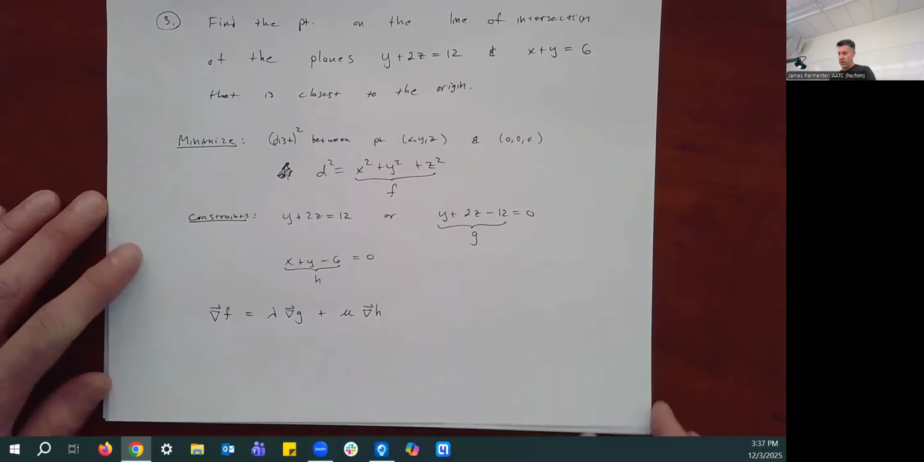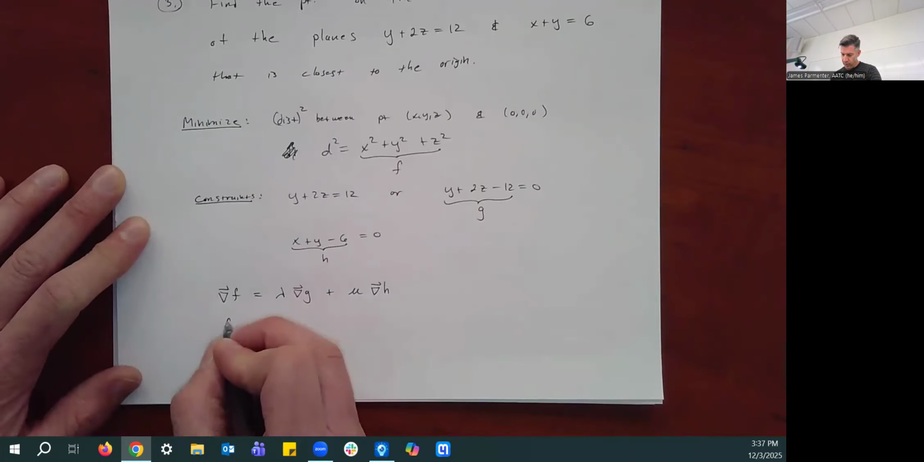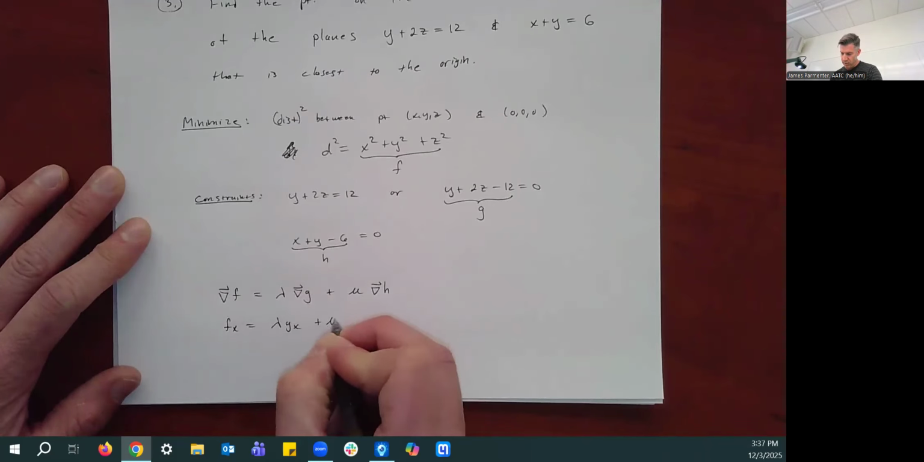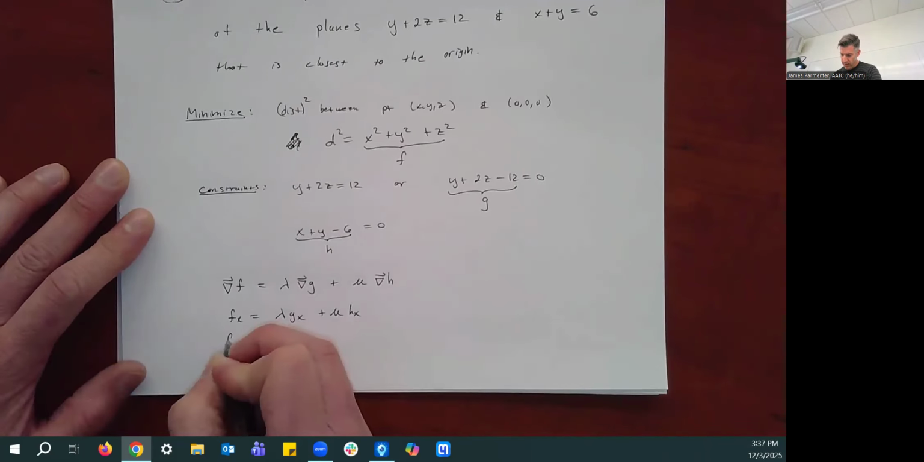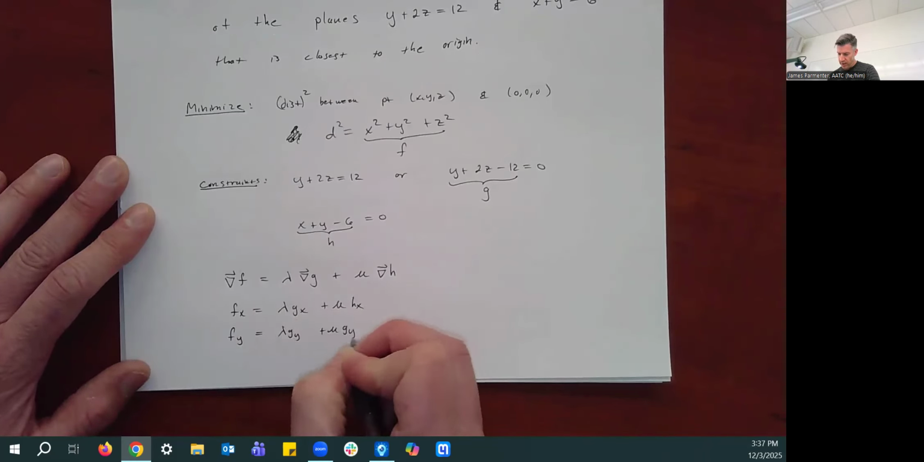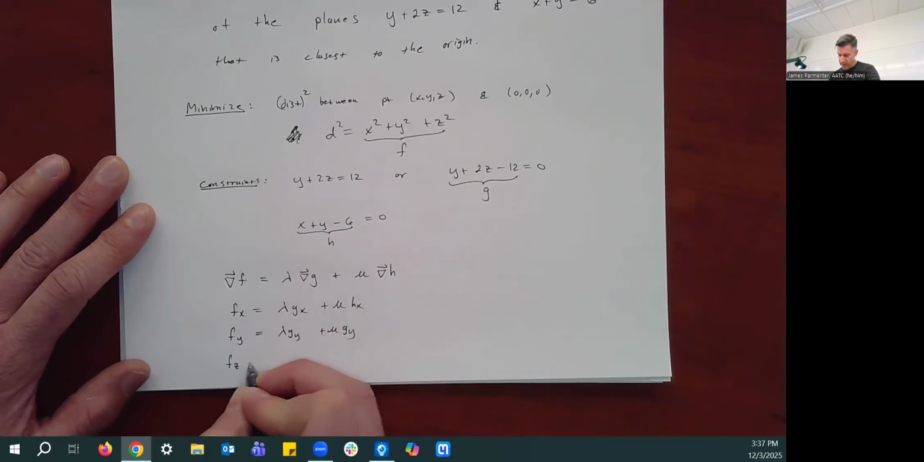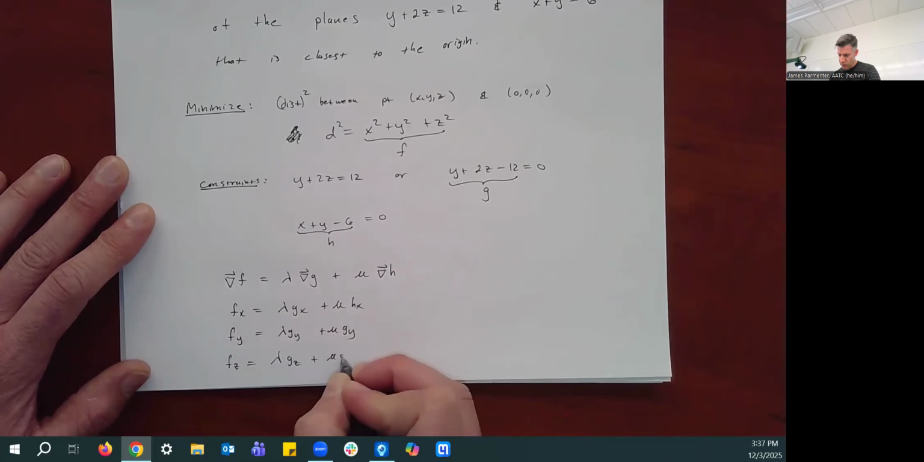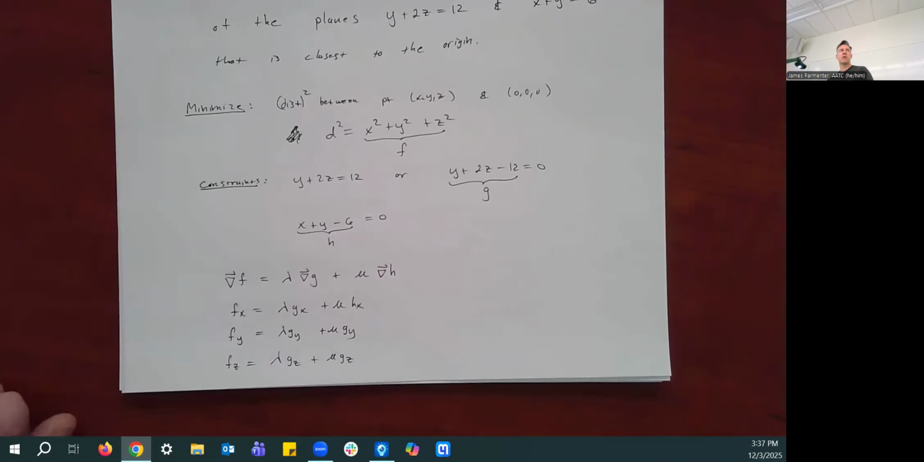Or if you want to write all the equations, the partial of f with respect to x is lambda times gx plus mu times hx. And then the same for the other ones. Partial of f with respect to y is lambda gy plus mu hy. And the partial of f with respect to z is lambda gz plus mu hz. Kind of ugly, but that's what we've got.